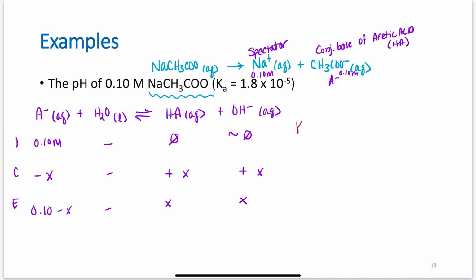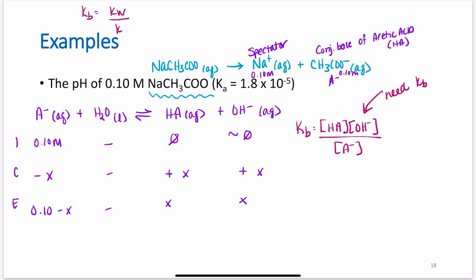Now I need a Kb expression. Why do I need Kb? Because I have hydroxide in my numerator. And whenever you have hydroxide in the numerator, you need Kb. So hopefully you guys have this down pat at this point, but remember Kb is equal to Kw over Ka, 1.00 times 10 negative 14 over 1.8 times 10 to the minus 5, which is equal to 5.56 times 10 to the minus 10.